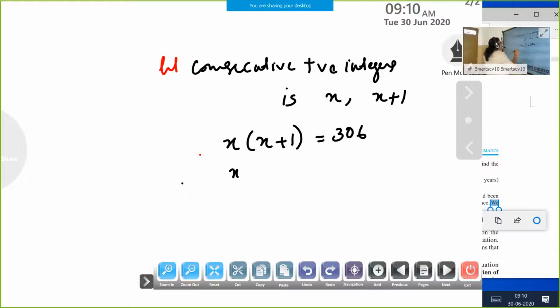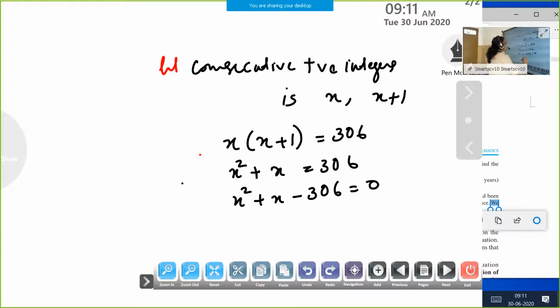That means x square plus x is equal to 306. That is x square plus x minus 306 is equal to 0. This is the required quadratic equation. Then solve this and find the value of x, that we'll discuss later.